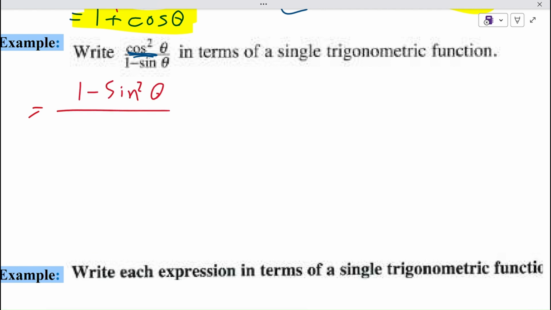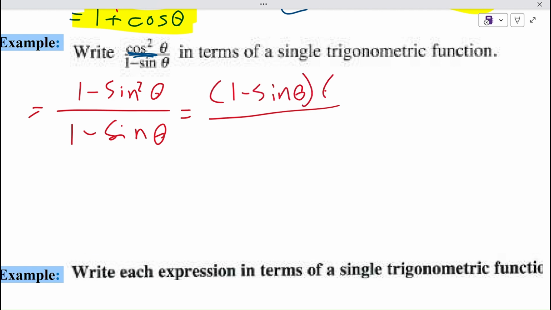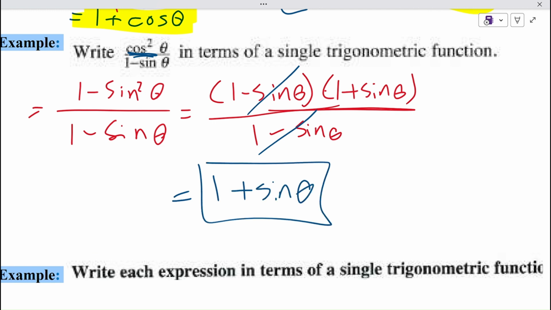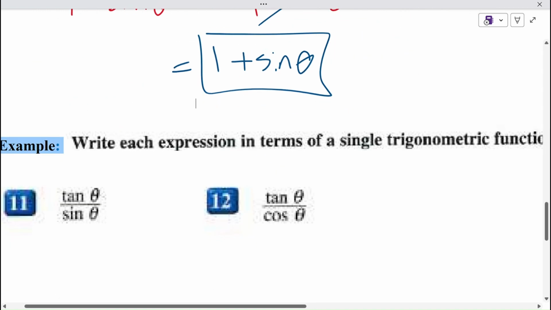And this is equal to 1 minus sine theta, 1 plus sine theta over 1 minus sine theta. You can cancel it. This is equal to 1 plus sine theta. This is the same question. Look at these questions, guys. I bring these two questions for your exercise.